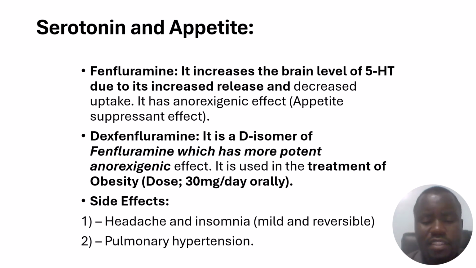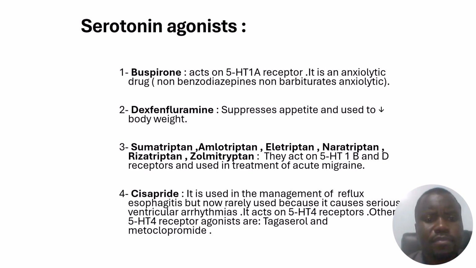Serotonin and appetite. Finally, we want to look at how serotonin can suppress appetite. So if we give a serotonin agonist, we can actually manage those that may be having too much appetite and have obesity. So phenethylamine and the D isomers can actually be useful because the isomers are actually more potent. What would be the problems related to these phenethylamine and related compounds? Headaches, insomnia, and pulmonary hypertension.